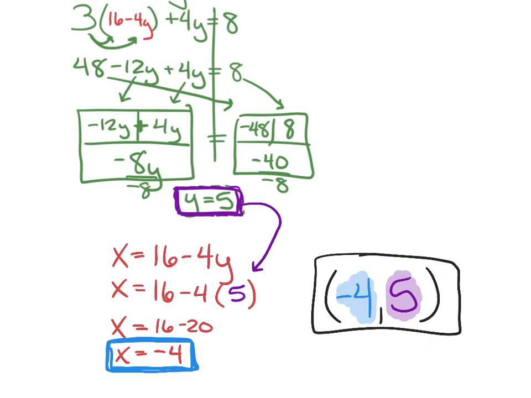If I wanted to double check and make sure that this was correct, obviously I could graph both of these equations and ensure that the coordinate negative 4 comma 5 is where the graph has an intersection point, just like we did last class.